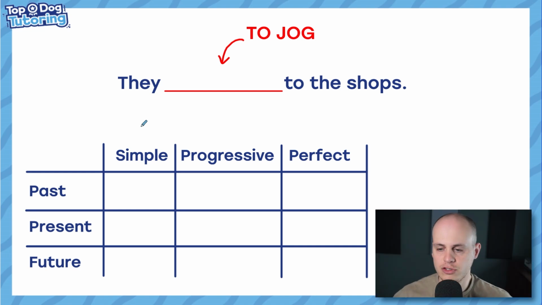Let's do this. Let's dive straight in. So to jog. In the simple tense, we want to keep it 1 word. So the past version of this is they jogged. A lot of words, you can add ed to the end of them. If you have to double the consonant, that's fine.